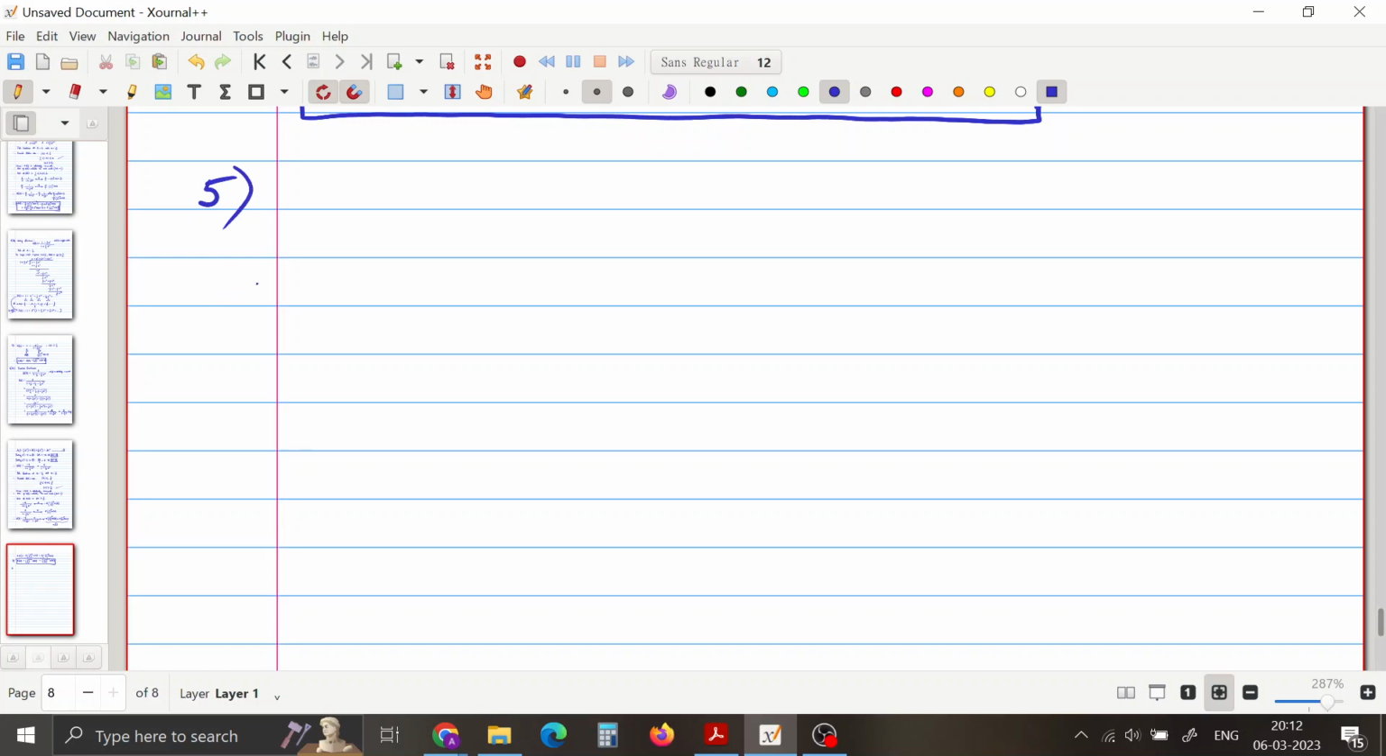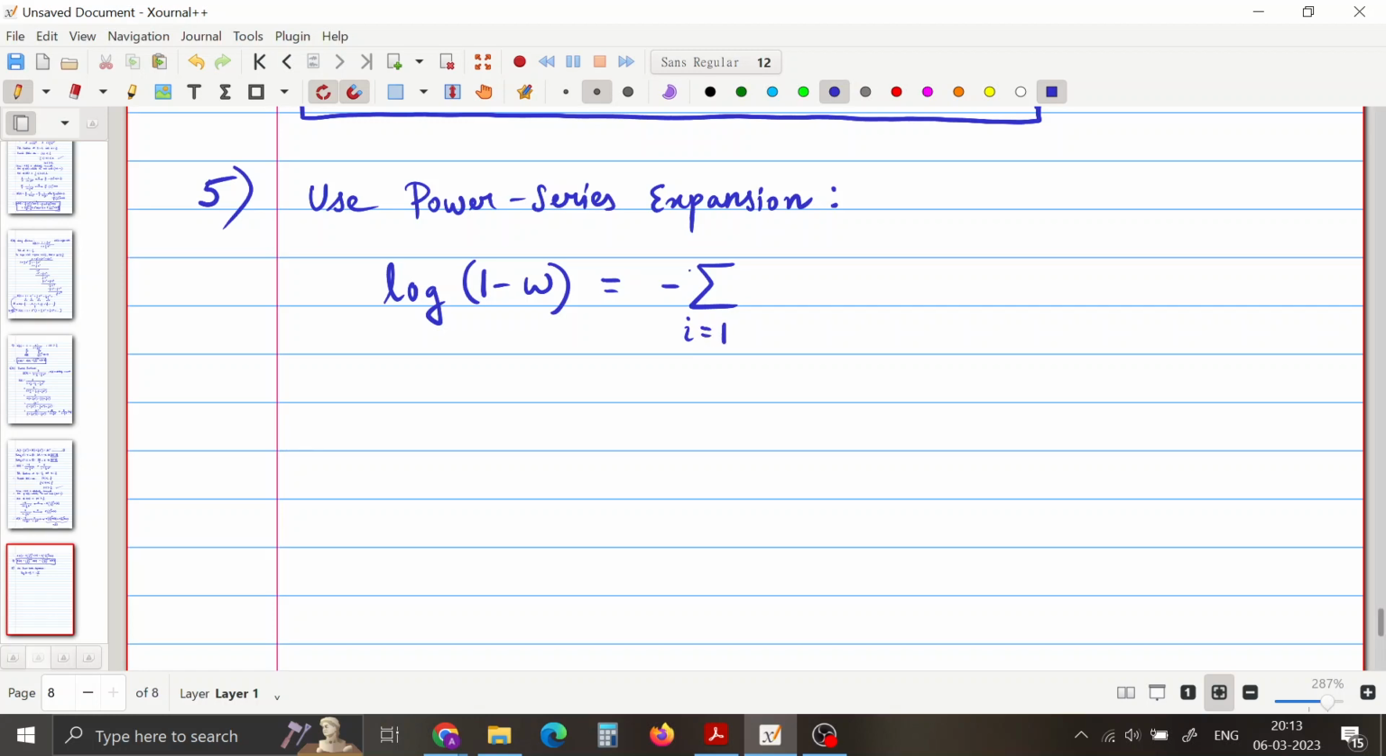So we are looking at question number 5, and we need to use power series expansion. We have been given this known result, the formula of log of 1 minus omega expansion. So it's okay.